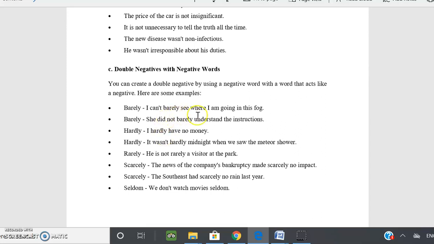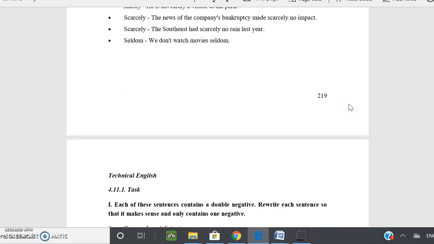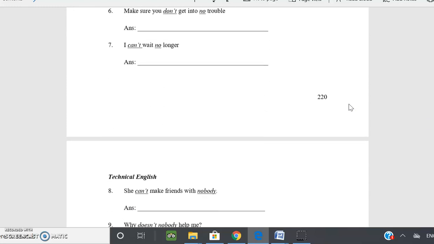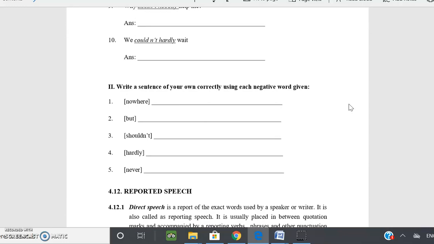I can't barely see. She did not barely understand instructions. So what are the negative words? Not only "not", you have rarely, hardly; all these are also negatives. So we should be very careful when we use them two or three times. Double negatives you can look up in the textbook, page number 219. You can do these tasks too with examples, and answers also will be shared.